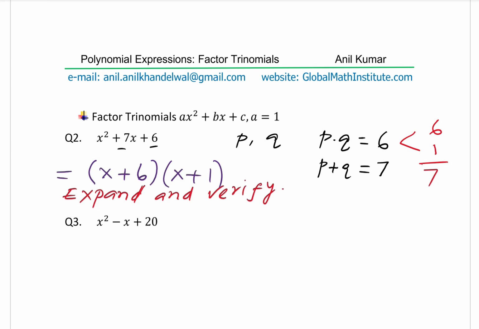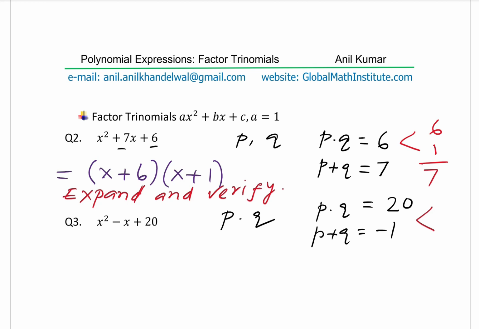Let's do the next one here. Here again, we're looking for two numbers, P and Q, and we need to factor x squared minus x plus 20. What should be the product of these two numbers? Well, the product should be the constant, 20. And what should be the sum? Sum should be minus 1. What are these two numbers? 4 and 5. 4 and 5, yes.